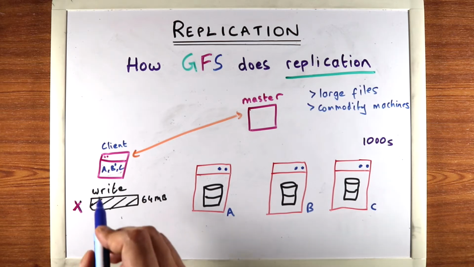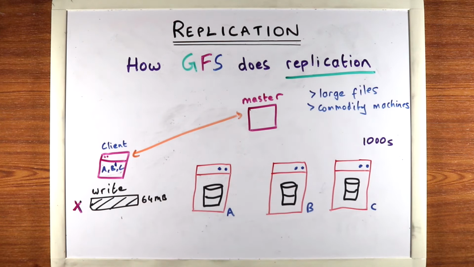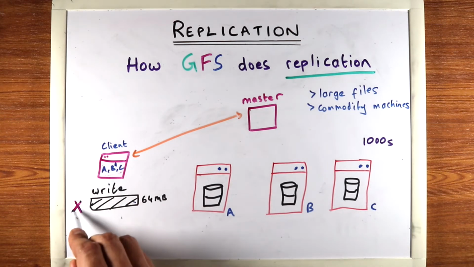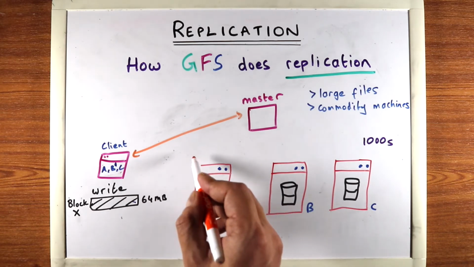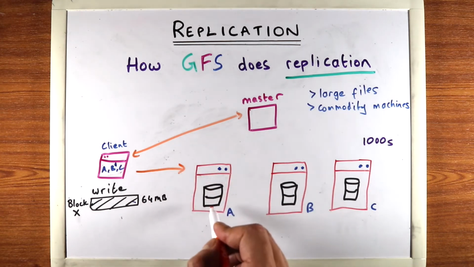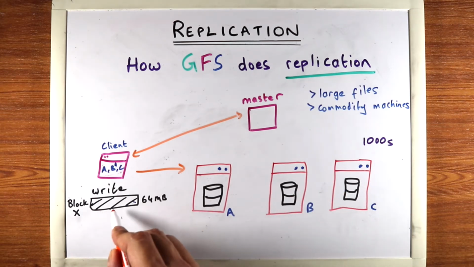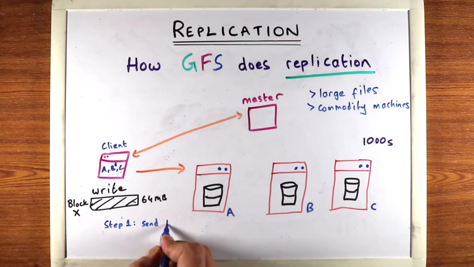So the client now knows that it needs to write to machines A, B, and C, and machine B is the primary copy. So what does the client do now? The client now sends this block X to these three machines, to all three of them, telling them to keep it for now, not write it to their hard drive yet, and then eventually they'll write it together. So for now, the client sends this block of data to each of these machines. Okay, so step 1, send block to each machine.